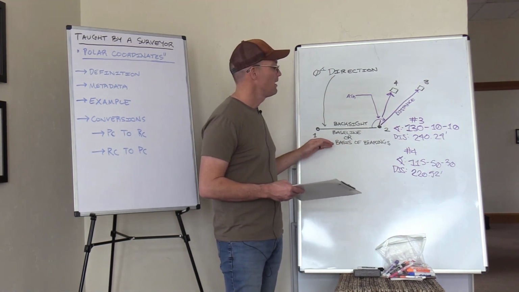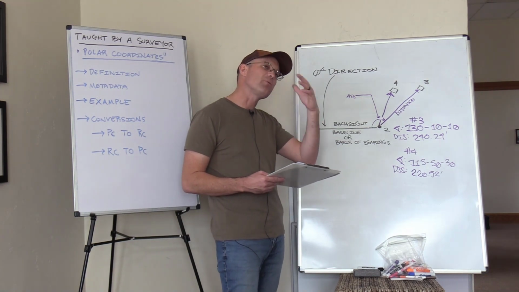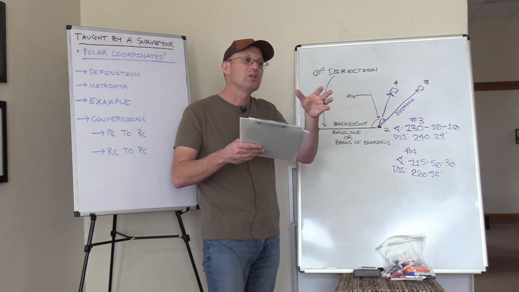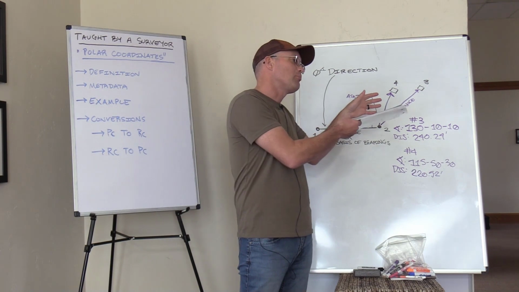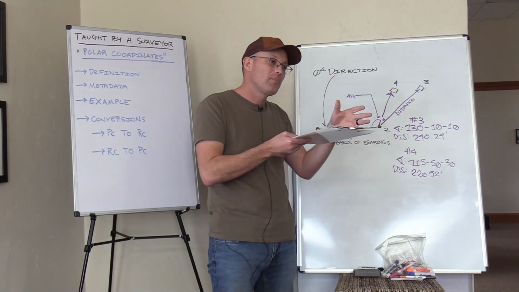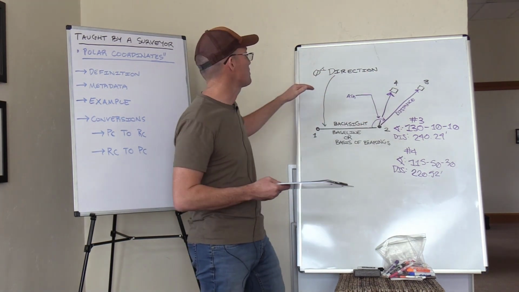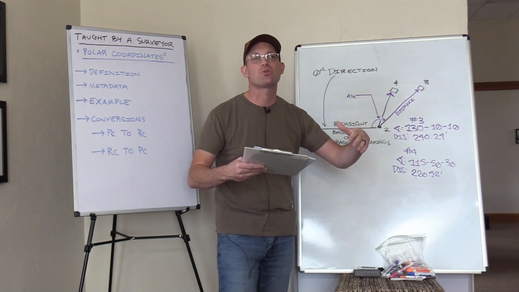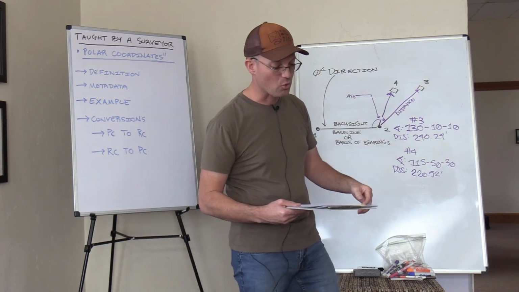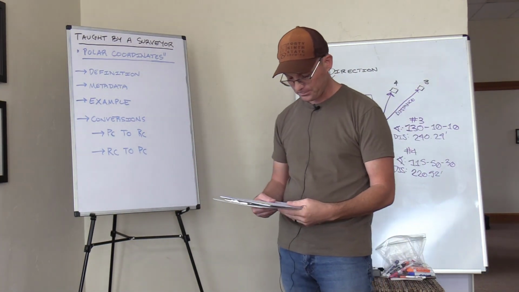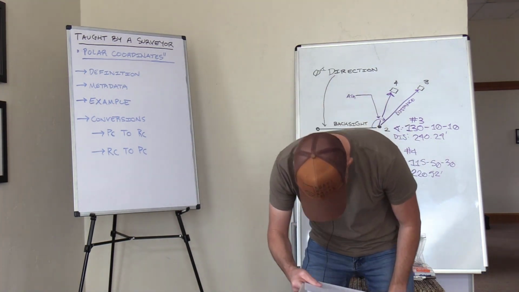But in essence, when you're done with your survey, even though you have little miniature unique polar coordinate systems at every setup, we rotate them all so they share the same zero direction. We merge them and we end up with one polar coordinate system for the whole survey. Okay, so let's talk about these conversions.